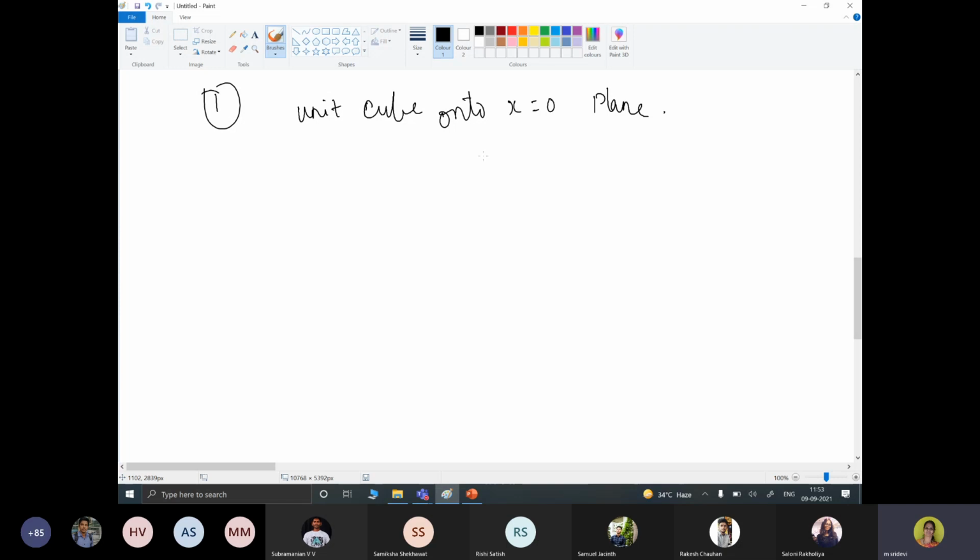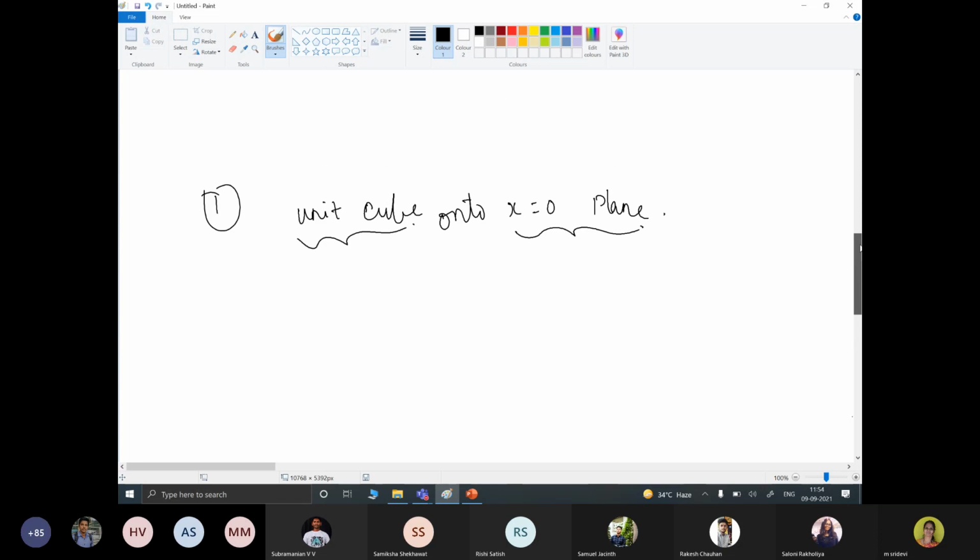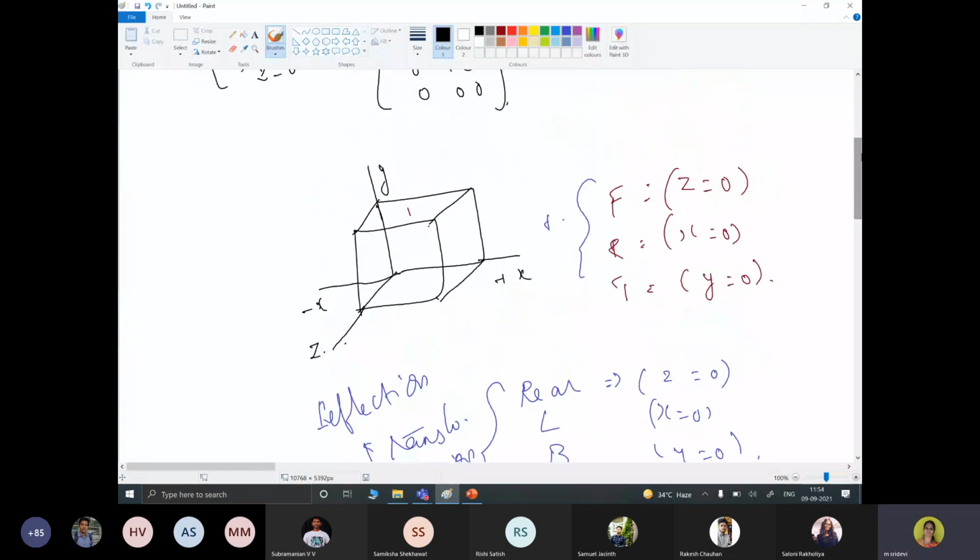So what is the information specified to us? They have given an object. The object is specified as a unit cube, and another piece of information we have is a projection plane, x equal to 0 plane. We are going to project it. So from this you can write down the coordinate values. I can make use of this cube itself.